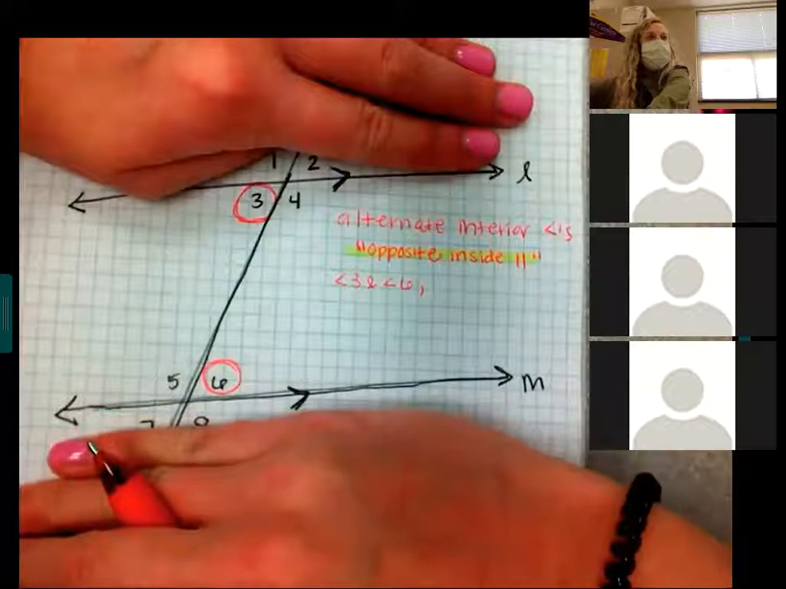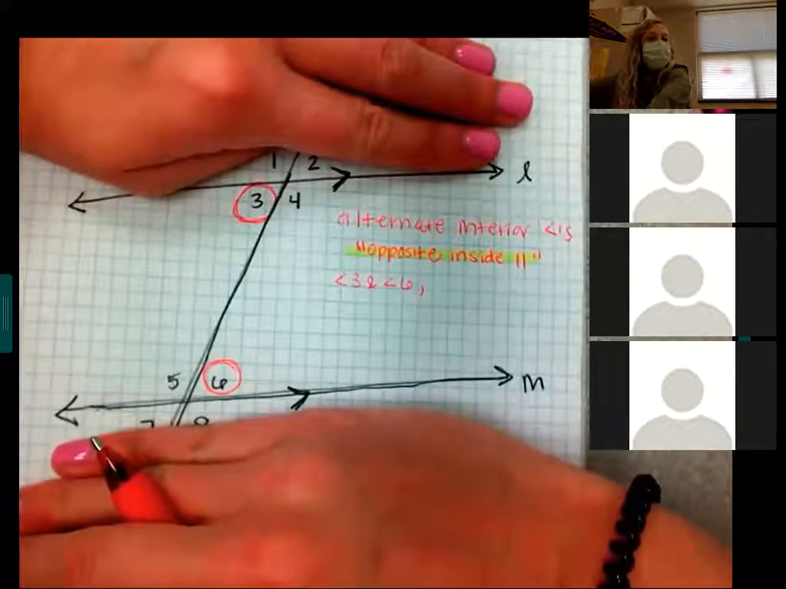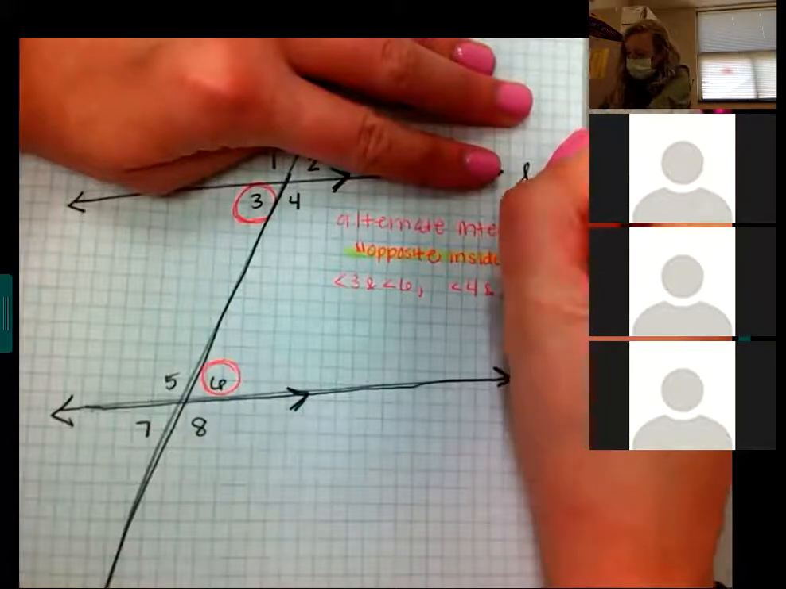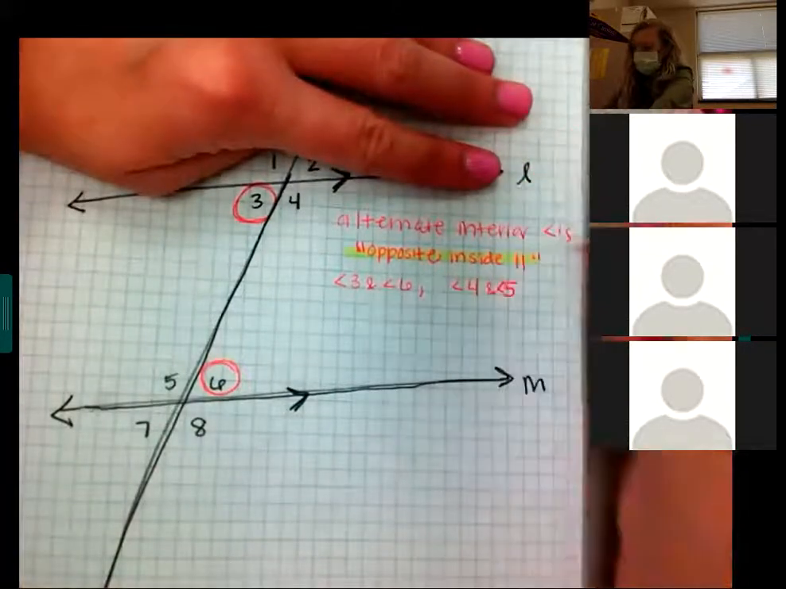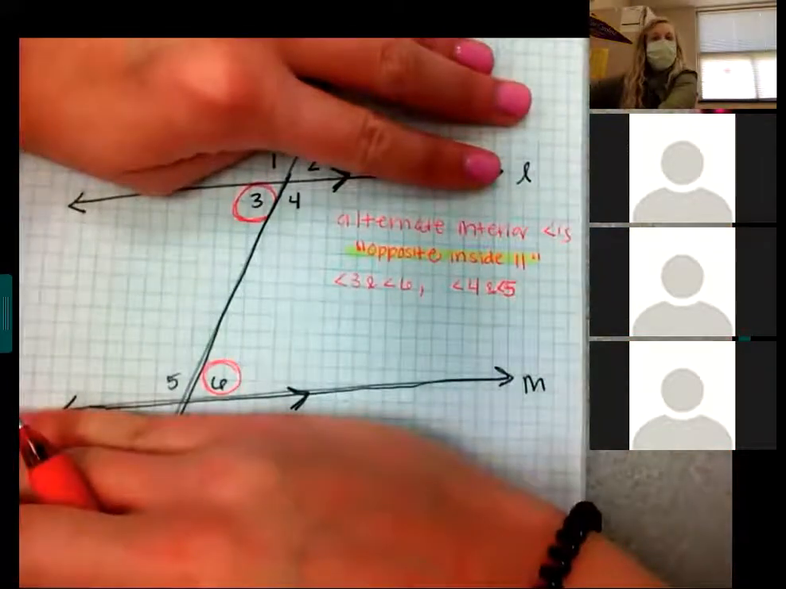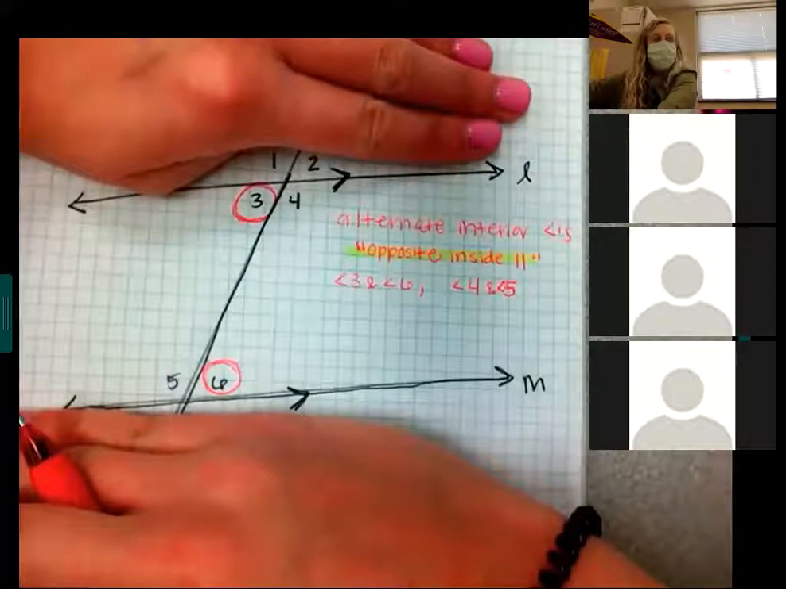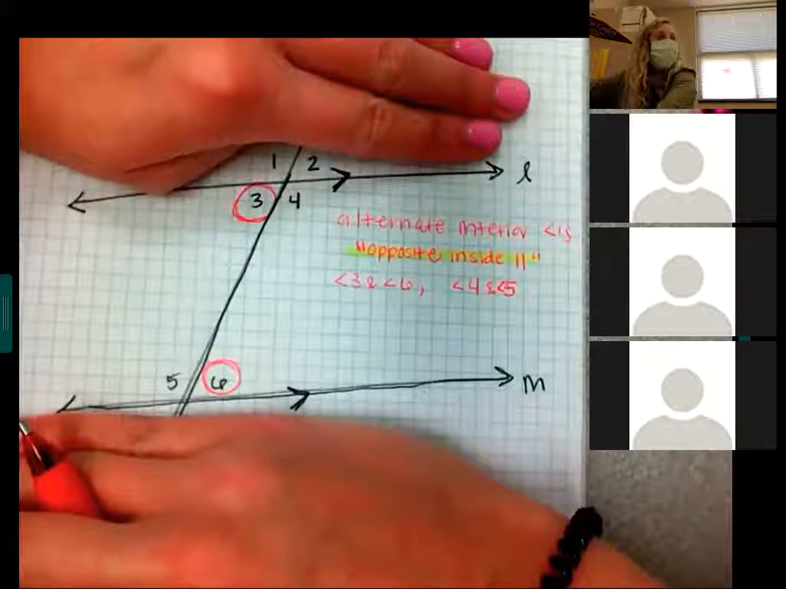You should still be using your color that you used. Same color. And what's the other pair of alternate interiors? 4 and 5. Very good. I should have put an angle sign with 5. Angle 4 and angle 5. I'm wondering if they told you this. Since they're alternate interiors, what do we know about them?